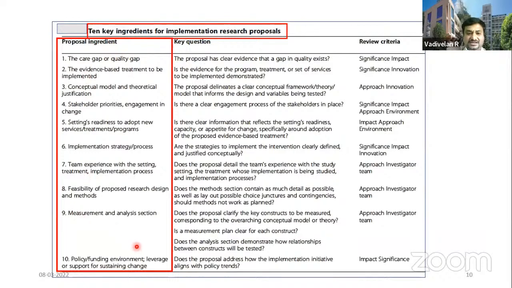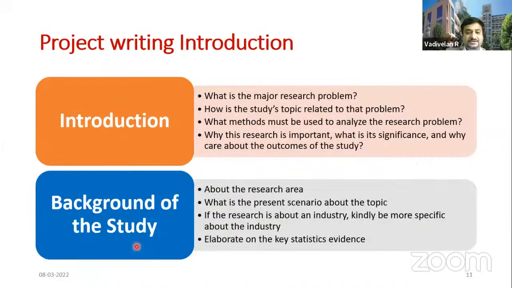So these are some 10 key ingredients we should check before we write a proposal, to see whether anything can be implemented here.